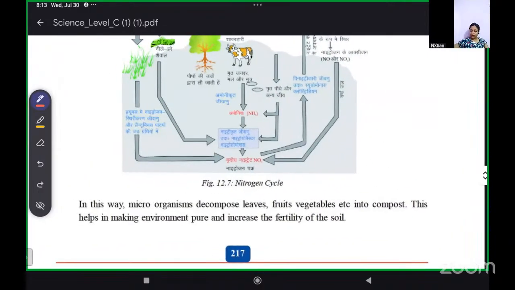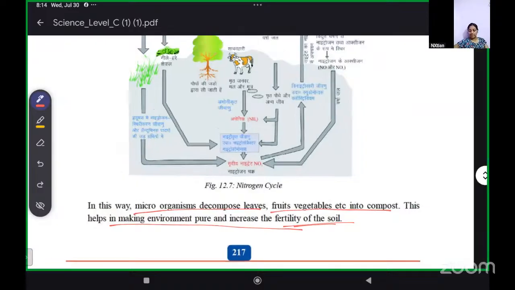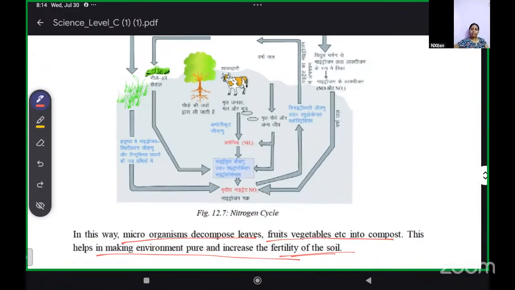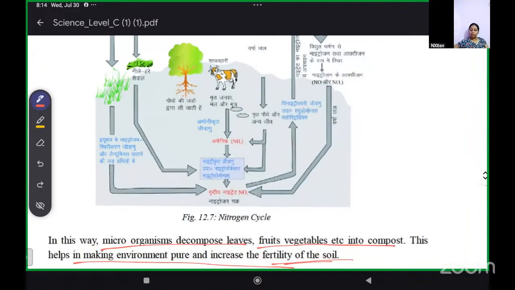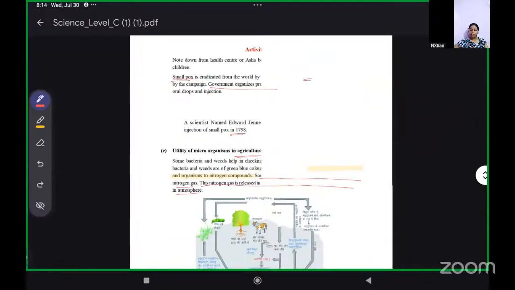In this way, microorganisms also decompose leaves, fruits, and vegetables into compost. And this compost is helpful for the plants to gain better nutrition. This helps in making the environment pure and also makes the soil fertile. Microorganisms decompose the things into compost.